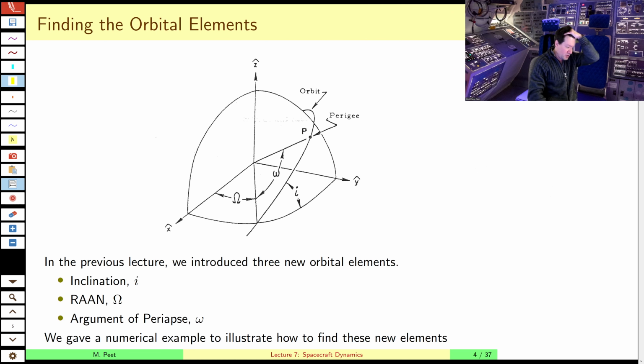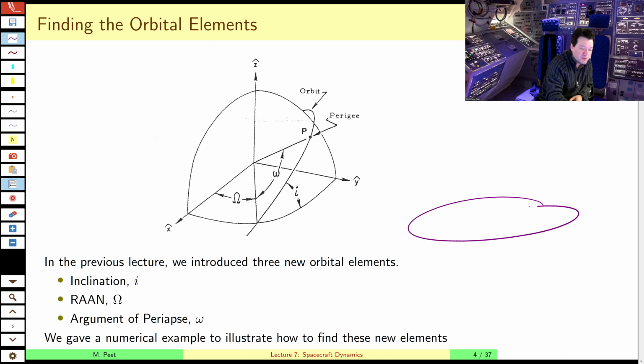So just a quick word on the presentation in lecture 6 versus the presentation in lecture 7. In lecture 6, I defined the rotation of that orbital plane, right? So we had this 2D orbital plane where we have a central body. We had the eccentricity vector defining periapsis, and the angular momentum vector defining the normal to the orbital plane.